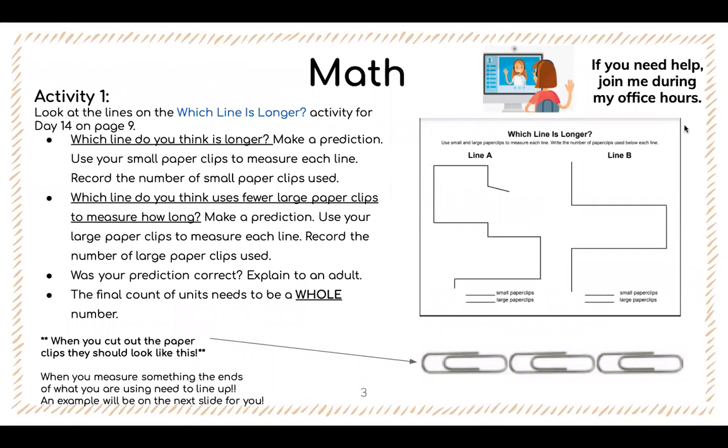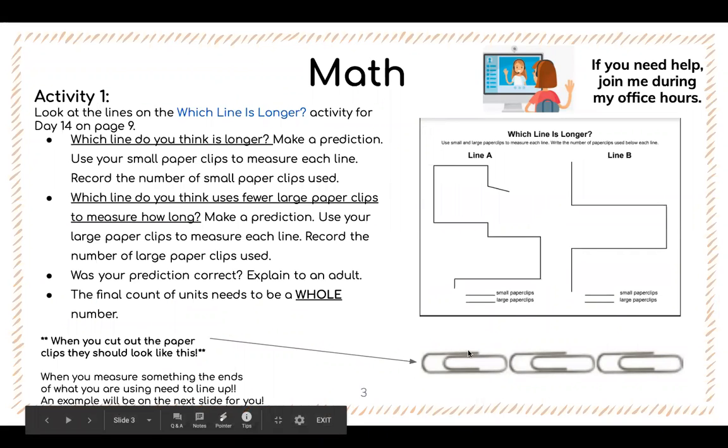In math today, if you need help, please join me during my office hours. We're going to look at page 9 in your packet. The activity is, which line is longer? Yesterday, you should have cut out paper clips that look like this. You're going to need those again today.